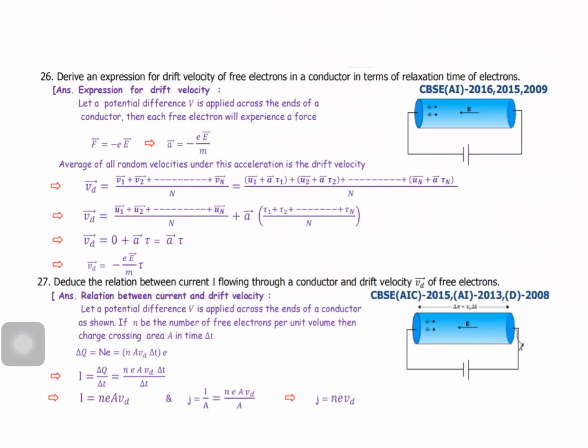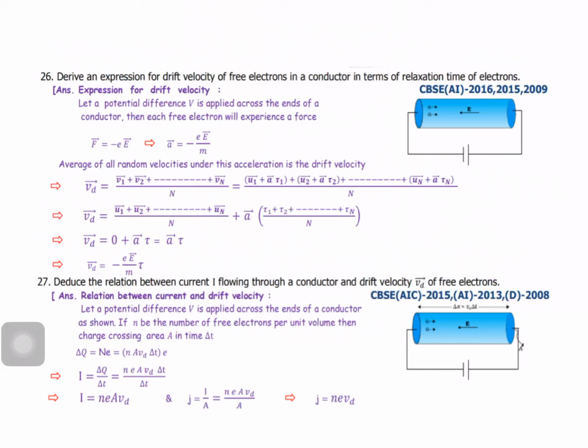And next one, derive the expression between current I flowing through the conductor and drift velocity. Am I right? So same way you can derive that. This is also very easy. Let potential difference V be applied across the ends of the conductor as shown in the diagram. If n is the number of electrons per unit volume, then charge across area A in time del t, del q equal to n e A v d into del t into e.